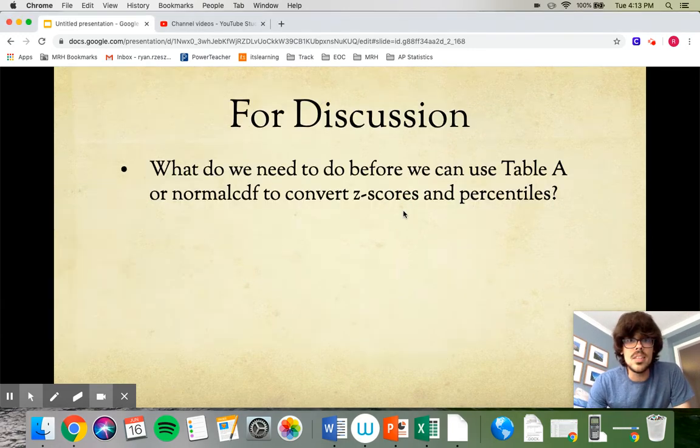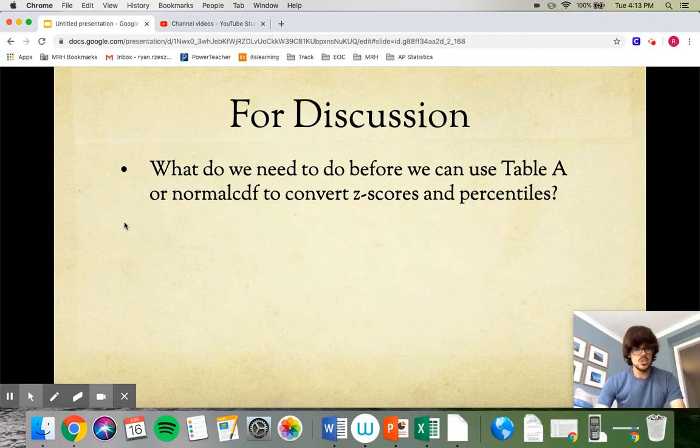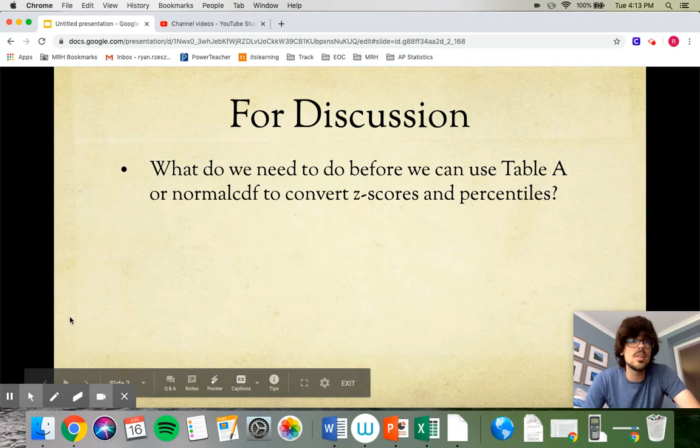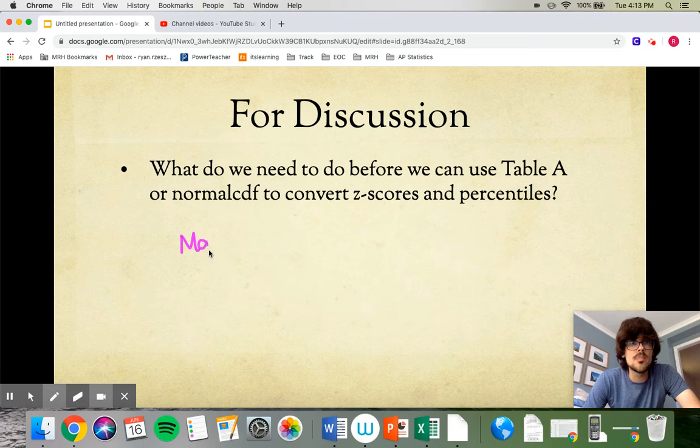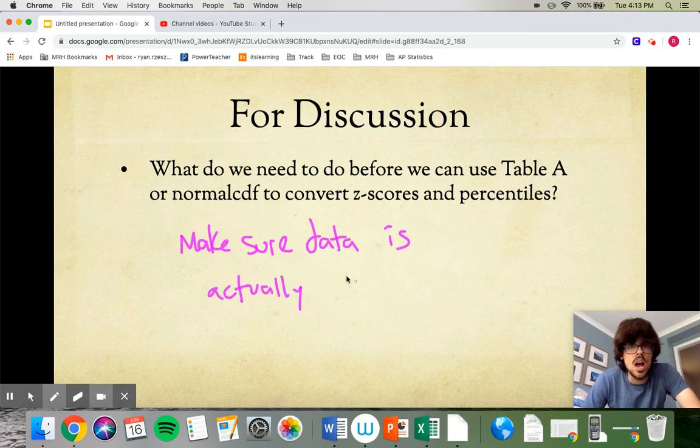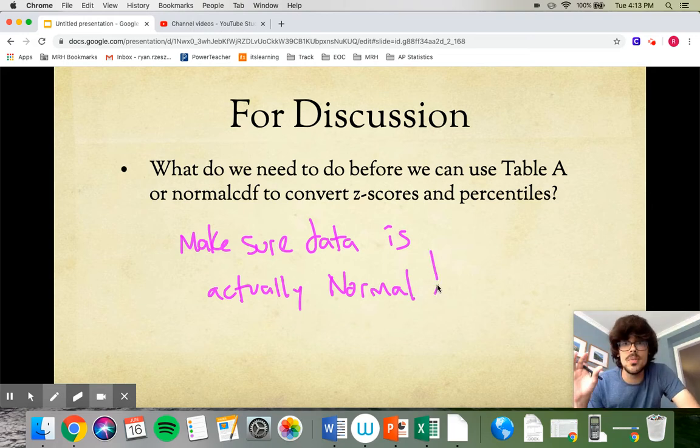And honestly, this is not that big of a deal in general, as you will see. Before you can use table A or do normal CDF or all this stuff that we've learned about, you need to make sure your data set is actually normal. Kids get so used to, oh yeah, I'm just going to do normal CDF. It's so easy. If a problem doesn't say it's actually normal though, you can't do that.